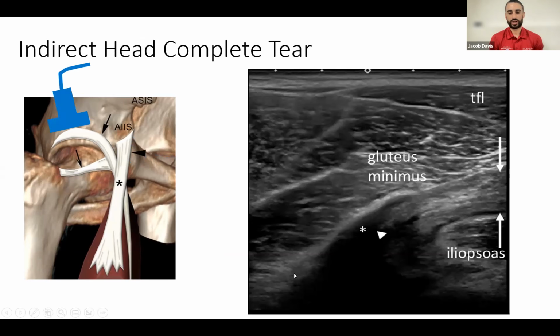So when we look at the indirect head, this is also a complete tear of the indirect head. You usually should appreciate an acetabular rim below, but due to this hematoma and rupture of the indirect head, you actually have the obscuring of this acetabular rim and the retraction of the indirect head with that hematoma. So this is a complete tear of the indirect head. It's a great picture and really cool to appreciate. But yeah, I do recommend practicing getting this because it's not an easy area to scan and get into plane. But once you find it, you understand where it's located.